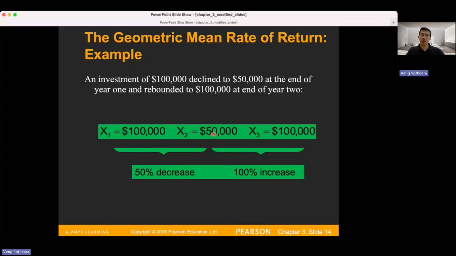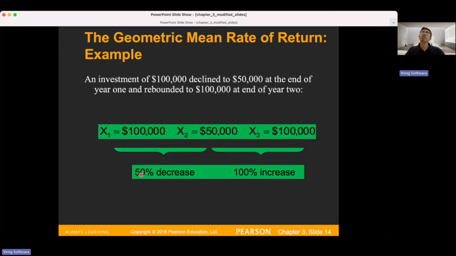And if it then increased to 100,000, this will be an increase of 100%. So this is rate 1, negative 50, and this is rate 2, positive 100. So we want to find out the average rate of this investment. What is the average rate per year of this particular investment?